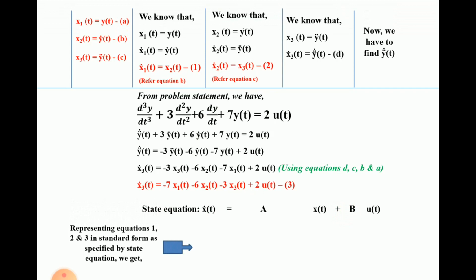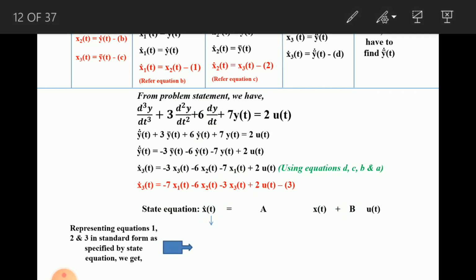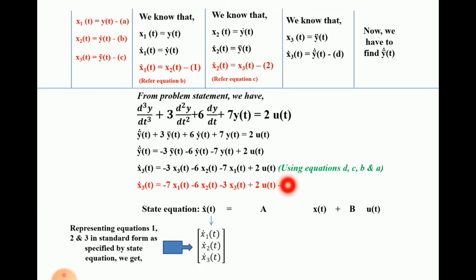So again you have x dot of t right here. We have x1 dot, x2 dot and x3 dot. So x dot of t is nothing but x1 dot of t, x2 dot of t and x3 dot of t is equal to A. This is our A matrix. And then x, we have three state variables, so x1, x2 and x3.